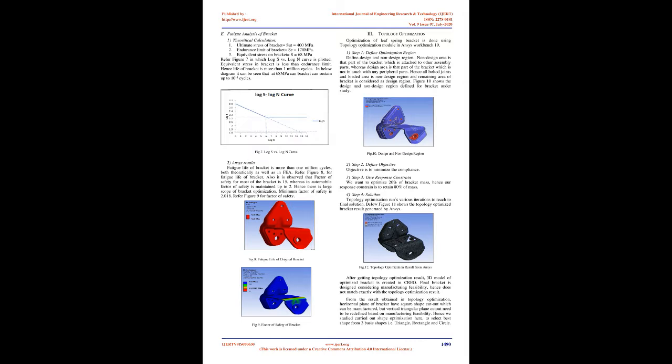D. Static analysis of original bracket. After applying constraints and forces on the bracket, static analysis is done in Ansys. Total deformation, stress, and strain are measured on the original bracket. Refer to Figure 4, Figure 5, and Figure 6 for the total deformation, equivalent stress and equivalent strain. Total deformation in the original bracket is 0.13 mm.